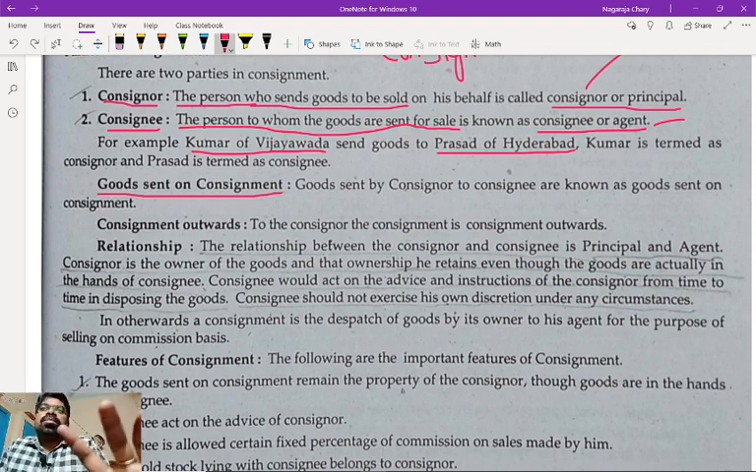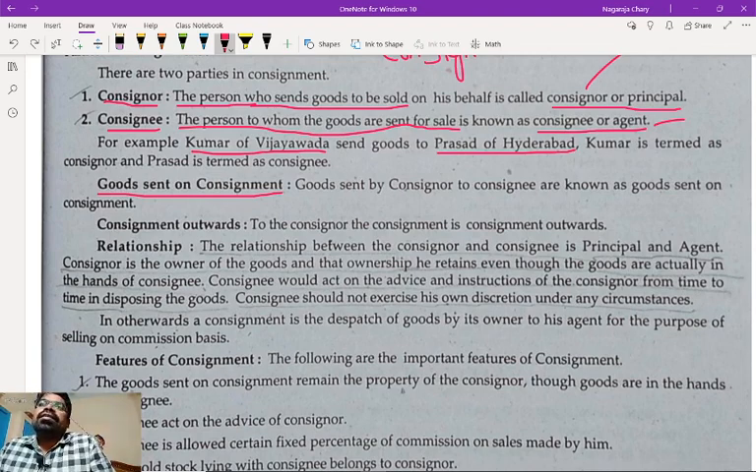Owner means principal or consignor. So when the goods are held by the consignee, he is not the owner of those goods, but the actual owner is the consignor. The consignee would act on the advice and instructions of the consignor from time to time in disposing of the goods. So only by the directions and instructions of the consignor does the consignee act, and the goods will be sold.